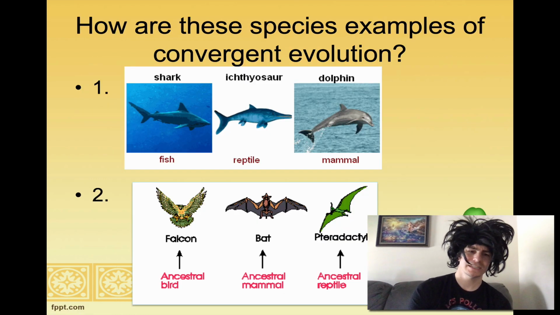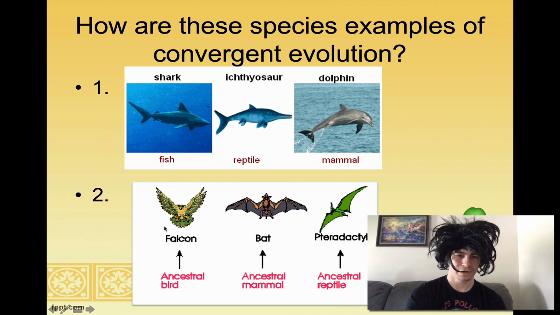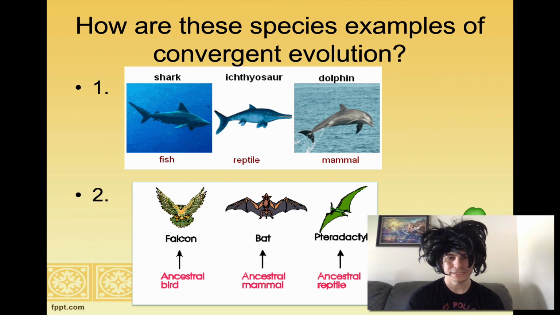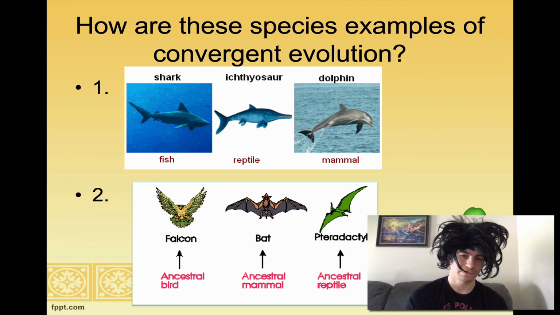Another example of this, guys, would be the falcon, which is a bird, the bat, which is a mammal, and the dinosaur, reptile, okay, the pterodactyl, the bird. So they all were completely different species. They're not related at all, but they all flew. So their wings all formed independently of one another. That's another example of convergent evolution.